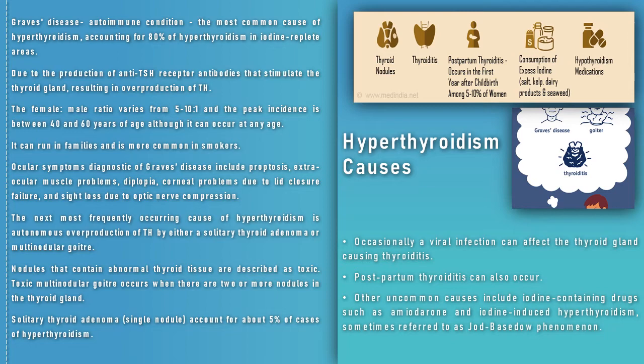Occasionally, a viral infection can affect the thyroid gland, causing thyroiditis. Postpartum thyroiditis can also occur. Other uncommon causes include iodine-containing drugs such as amiodarone and iodine-induced hyperthyroidism, sometimes referred to as the Jod-Basedow phenomenon.